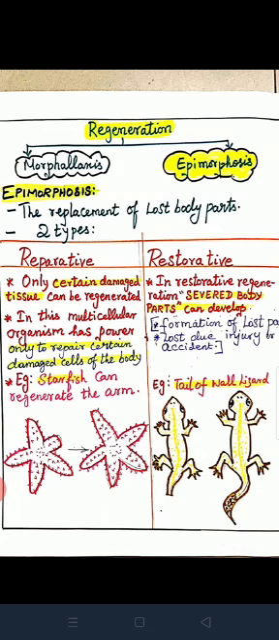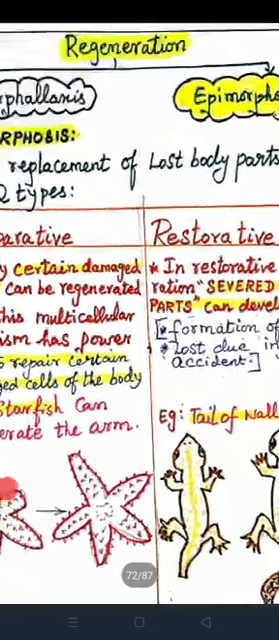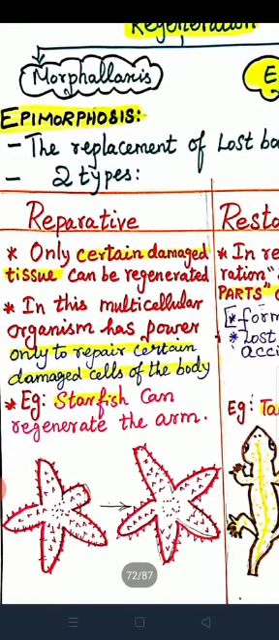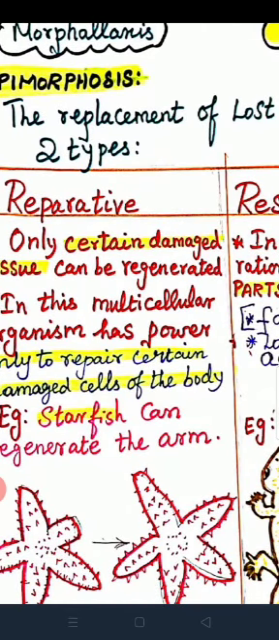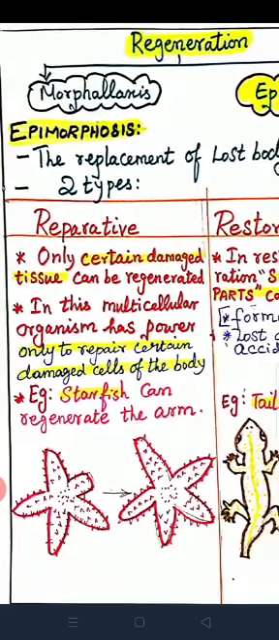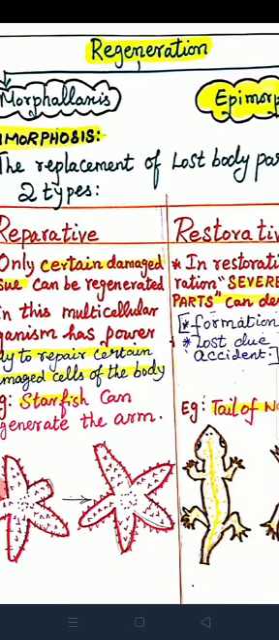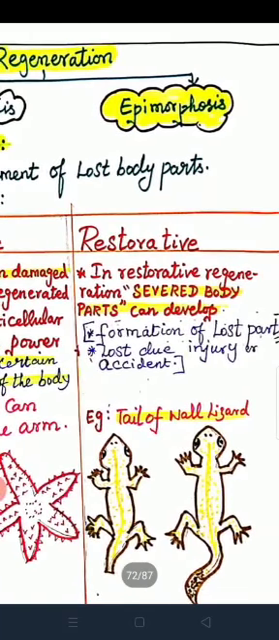First we'll see the reparative epimorphic type, right? In the reparative epimorphic type, only certain damaged tissue can be regenerated. Listen carefully. In the reparative type, only certain damaged tissue can be regenerated. A particular tissue which is damaged can be regenerated, right? In the restorative type, severed body parts can develop.